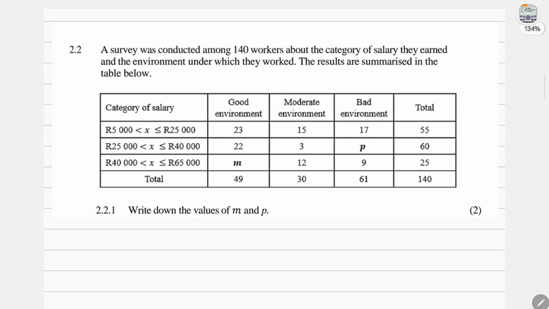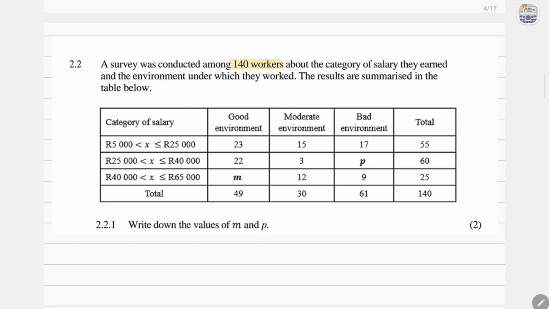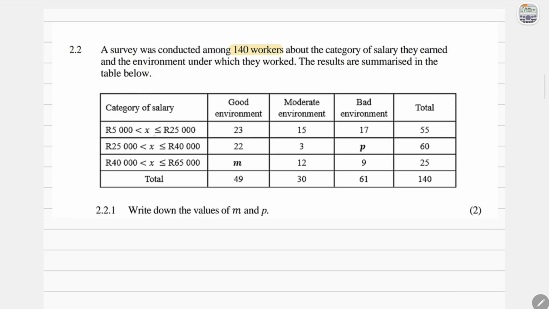Question 2.2 says, a survey was conducted among 140 workers about the category of salary they earned and the environment under which they worked. The results are summarized in the table below. So we have the category of salary, people who earned from 5,000 to 25,000, and so on, and then good environment, moderate environment, and bad environment, and they also give us the total.